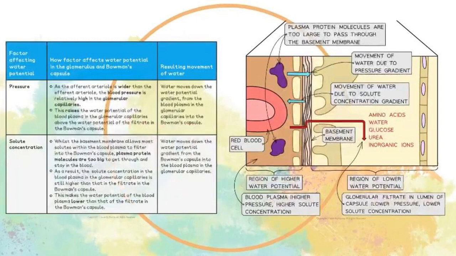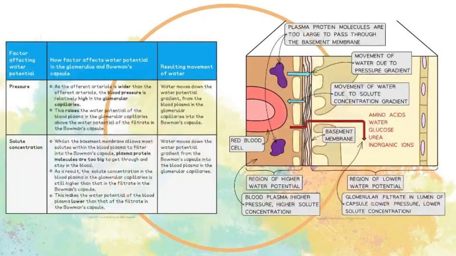So what this means is the water potential in the capillaries is actually lower than the filtrate in the Bowman's capsule. And so what happens to the movement of water in that case? Water will then move down the water potential gradient from the Bowman's capsule into the blood plasma.